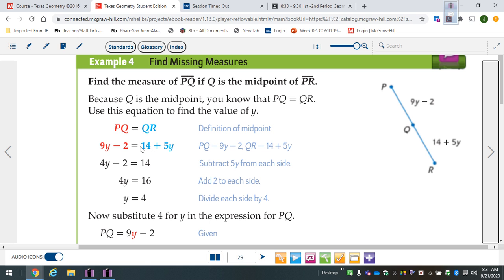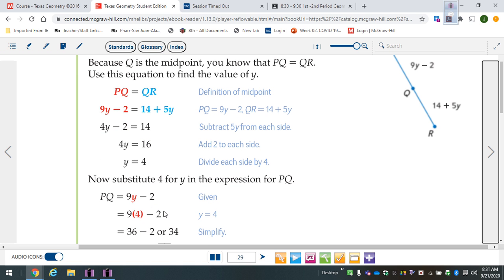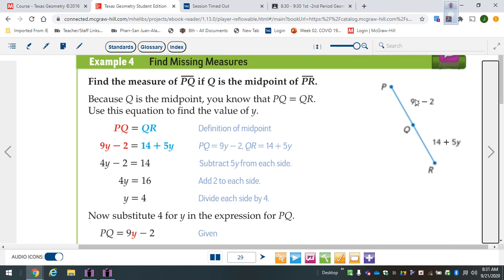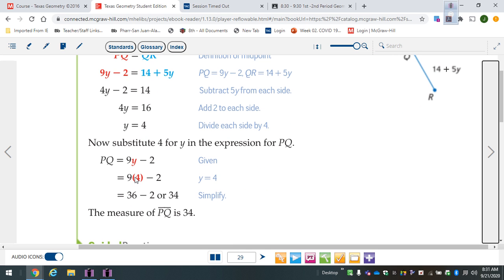Okay, we set them equal to each other, move the smaller y's, or subtract 5y's, and then we add 2. Then we wind up with that. Now, what we did here is we did not find the value of the measure, which is what it's asking for. We found out what y is. So now what do we do? Plug it in. We have y equal to 4, so PQ is 9y minus 2, and we plug in y is 4, and we do 36 minus 2, which is 34. Not too bad.